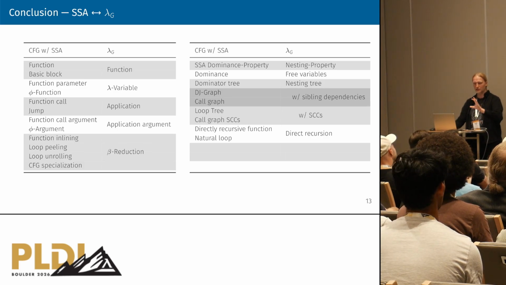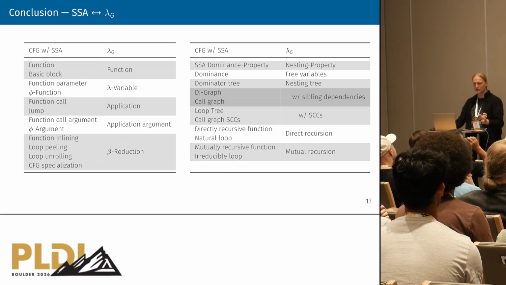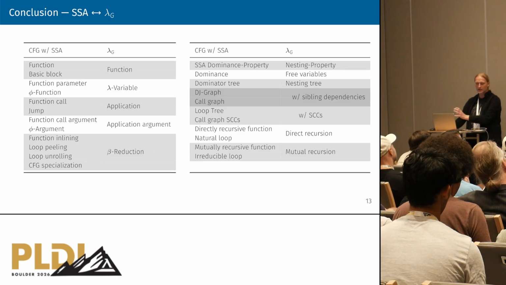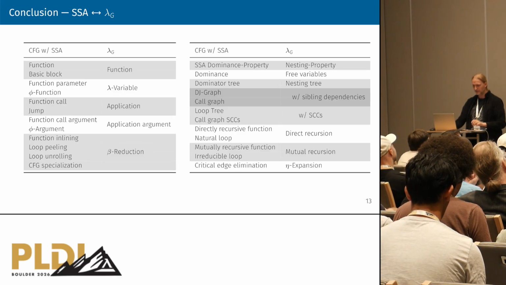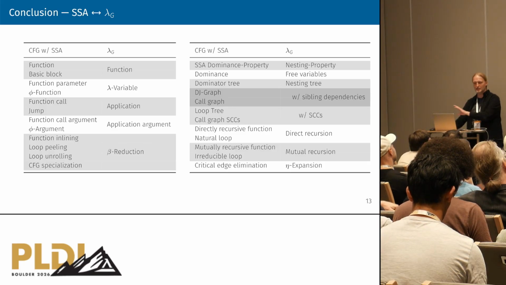Directly recursive functions or natural loops map to direct recursion in lambda G, mutually recursive functions or irreducible loops map to mutual recursion in lambda G. Also another thing, critical edge elimination kind of generalizes to eta expansion. Didn't have time to talk about that, more on that in the paper.